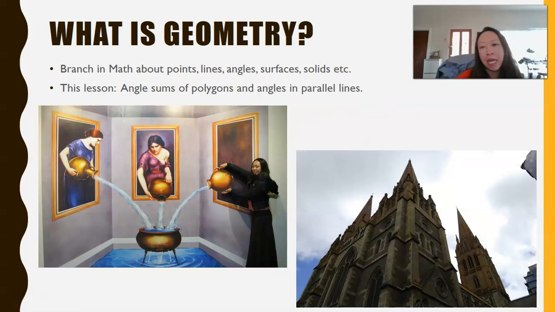This is actually a 3D trick eye museum that I visited in Korea. It's actually a piece of wallpaper, but they are using the knowledge of geometry to create a 3D feel to it. Because of the intelligent use of angles and lines and everything, it makes the place look like it's 3D when it's actually not. So that's a lot of use of geometry here.